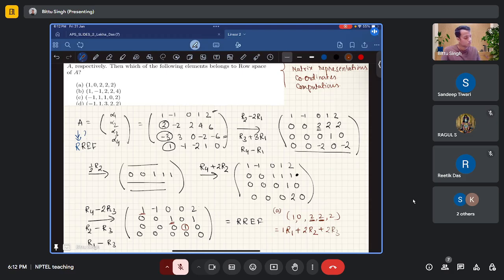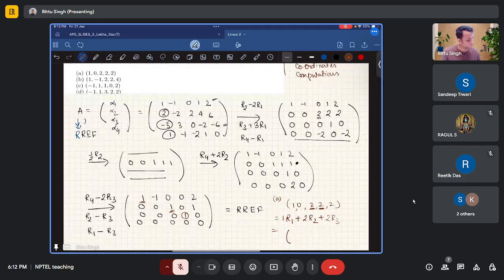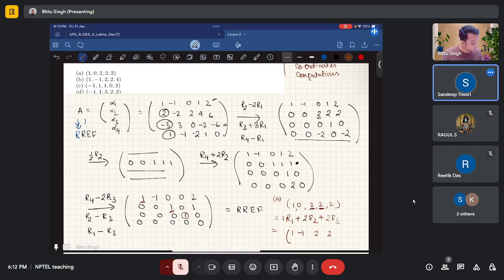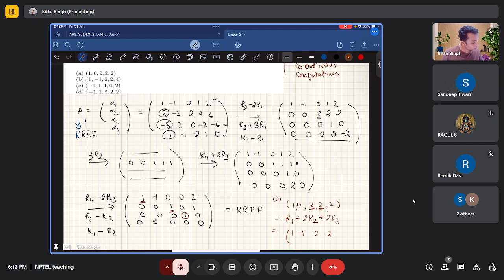So if this equality is satisfied, then A will be an answer. So let us check what is the value of R1 plus 2 times R2 plus 2 times R3. If you put it, it will be 1, and this 2 is also there. So what is the middle thing? It will be minus 1, right? And similarly, 2 times, what is the last entry? It is R1, this thing, plus 2 times R2, which will be again 2, and 2 times R3, which is 0. So it will be 4.